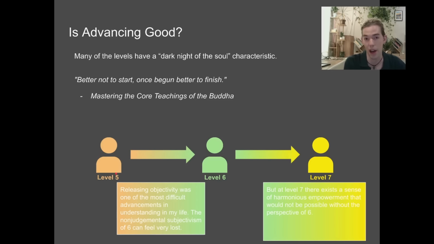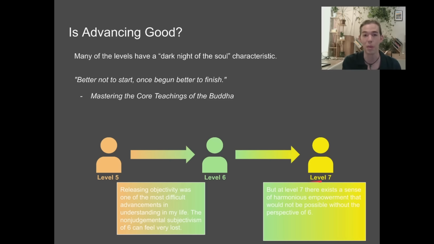So at level 5, the objectivity level, for me, a trained scientist, releasing objectivity was one of the most difficult advancements in understanding in my life up to this point. Even a couple years ago, I don't think I was there. The non-judgmental subjectivism of level 6 can feel very lost. It's very hard when you're so focused on the objective and the measurable to say, oh, well, actually, everyone's perspective is equally valid. And everyone has their own life, and I think the things that I think because I've had my own life, and that's just true. That feels very lost.